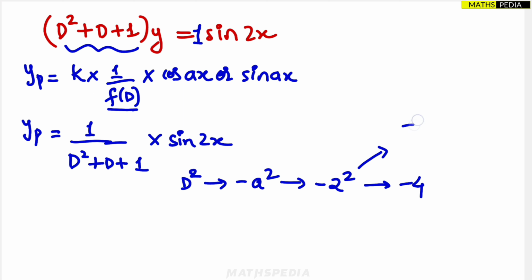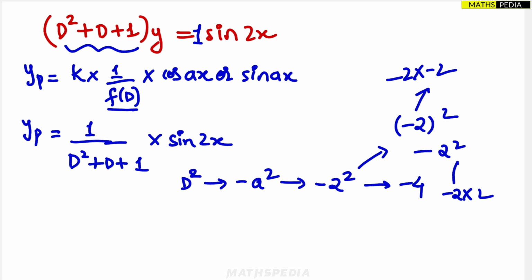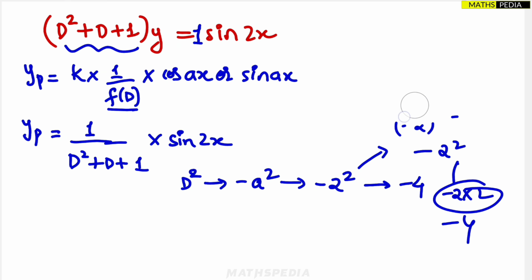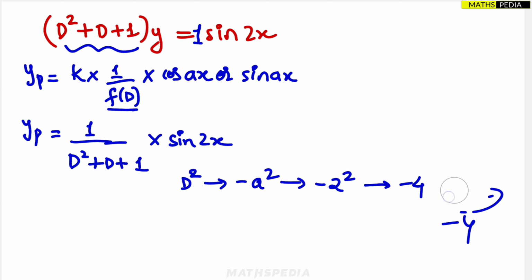There is a difference between minus 2 the whole square and minus 2 square. Minus 2 the whole square basically means minus 2 into minus 2. Minus 2 square basically means minus 2 into 2. So here you will get minus 4, there you will get plus 4. There is a difference. As I said, we have to consider minus a square, not minus a the whole square. So minus 4 you have to substitute in place of D square.